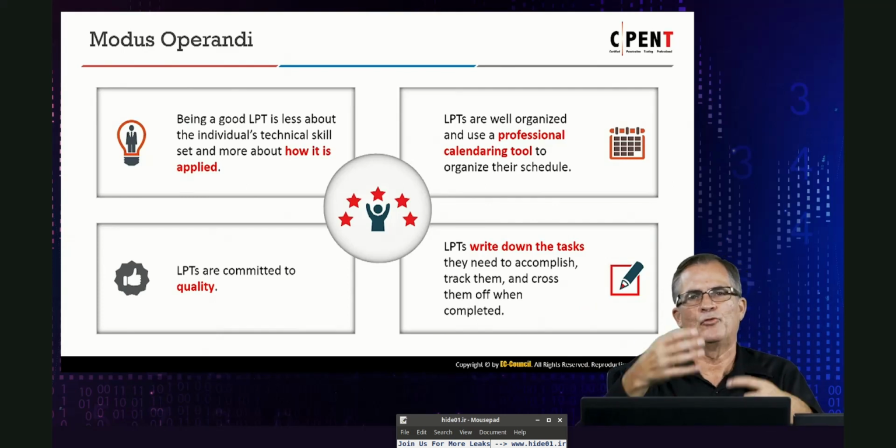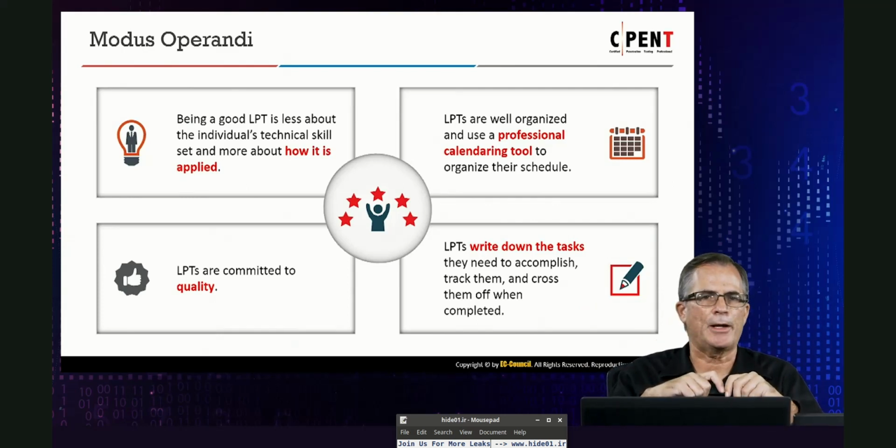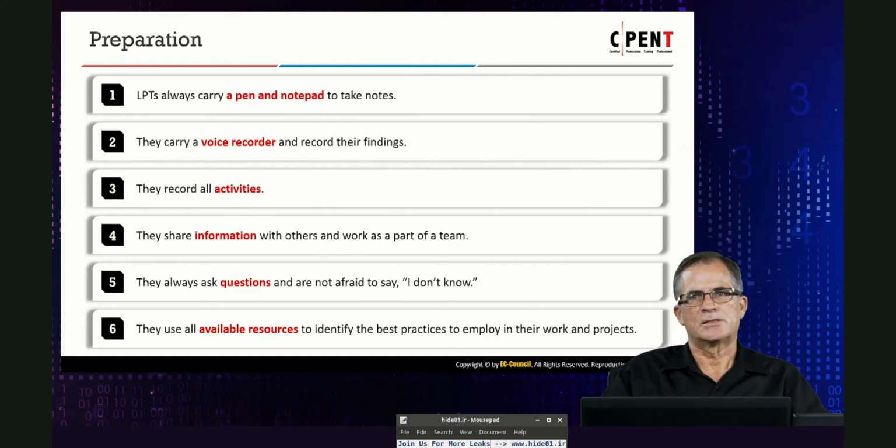And the report is your showcase. That's your deliverable to the client. That shows the client it was worthwhile investing in you, because you know what you're doing, because of the report you produced. So notes, you always have to have. Nowadays you can take notes, and a lot of people do it electronically. Voice recorders are a good thing as well, right? Record your activities. Share information.